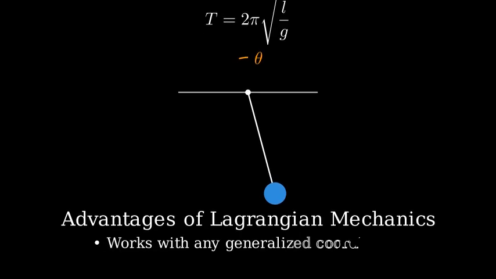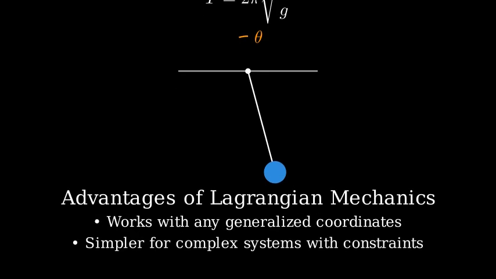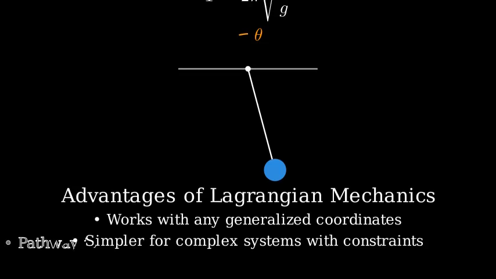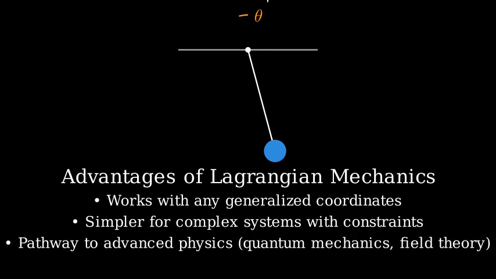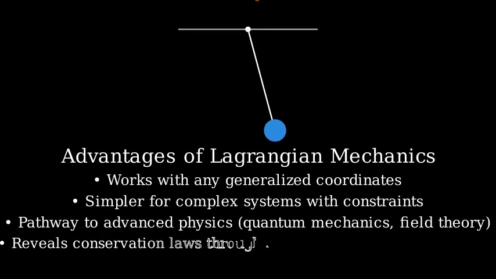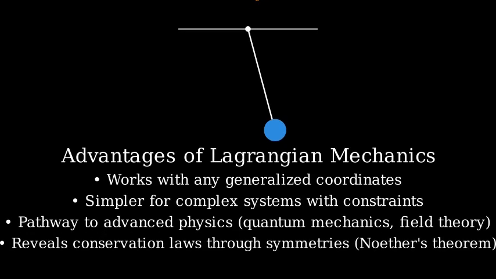Let's discuss some advantages of Lagrangian mechanics. First, it works with any set of generalized coordinates, making it ideal for systems with constraints. Second, it's often simpler than Newtonian mechanics for complex systems, especially when there are constraints or when the system is most naturally described in non-Cartesian coordinates. Third, it provides a pathway to more advanced physics, such as quantum mechanics and field theory. Finally, it elegantly reveals conservation laws through symmetries, as described by Noether's theorem.